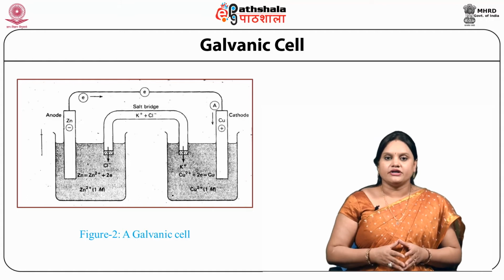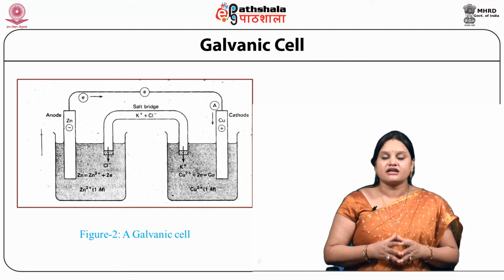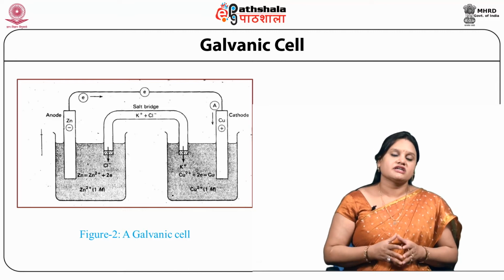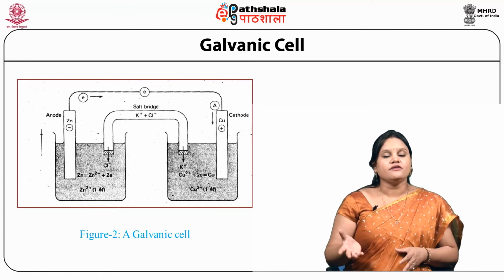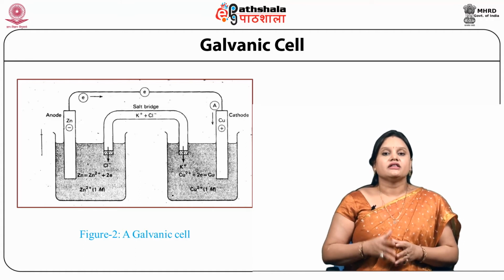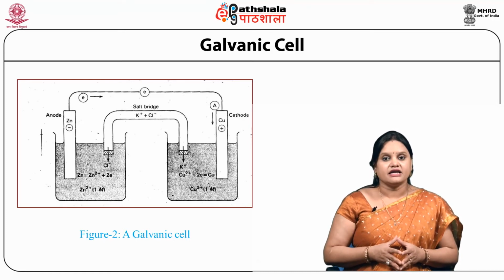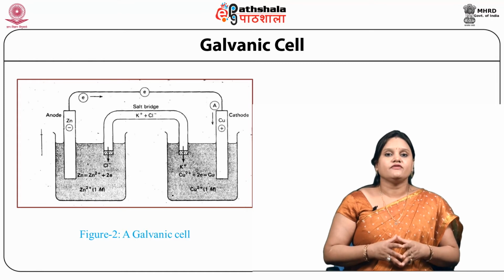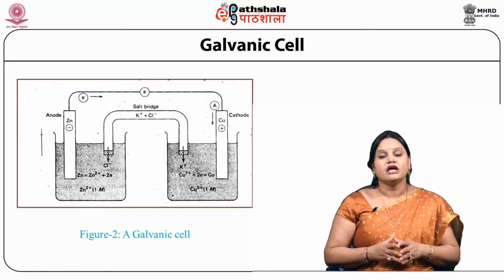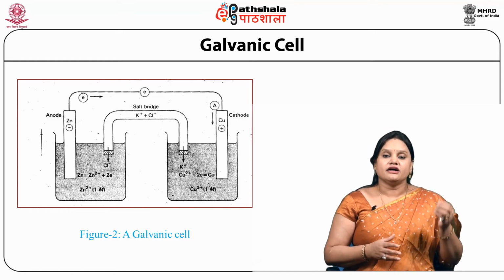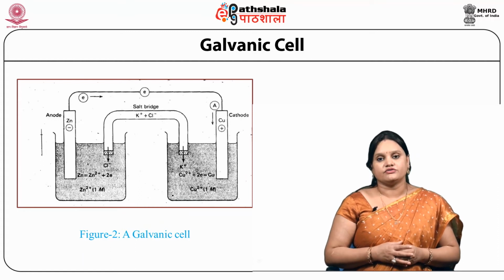This is the picture of a galvanic cell. One compartment contains the zinc metal and the solution of zinc ion, and the second compartment contains the copper metal and the solution of copper ions. These two are connected with the salt bridge, and the ammeter is connected at the top of this bridge so that it can identify the flow of electrons.